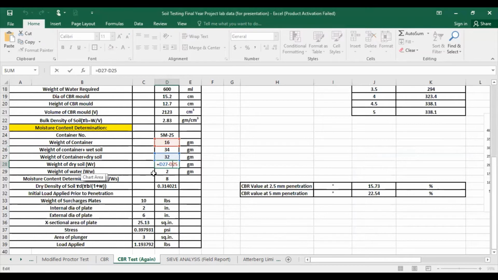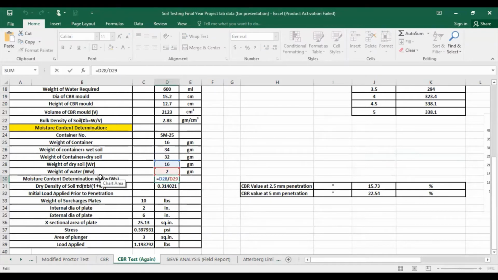And what we have done for the weight of water is: weight of container plus dry soil minus weight of container plus wet soil. So we will get the value of weight of water. So you can see over here now, moisture content determination, weight of water divided by weight of soil.